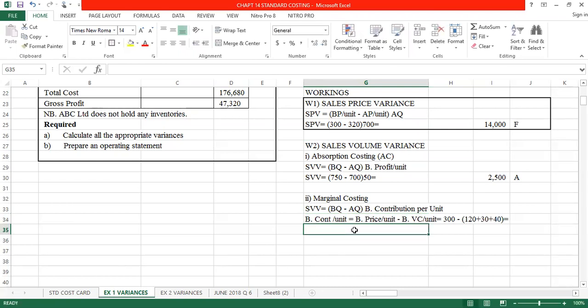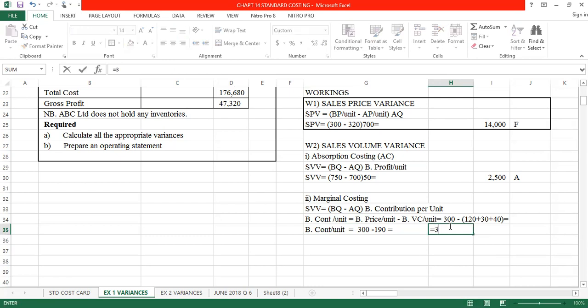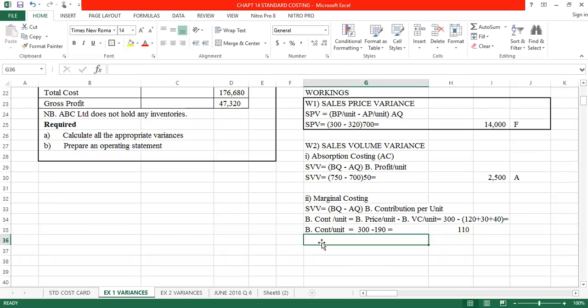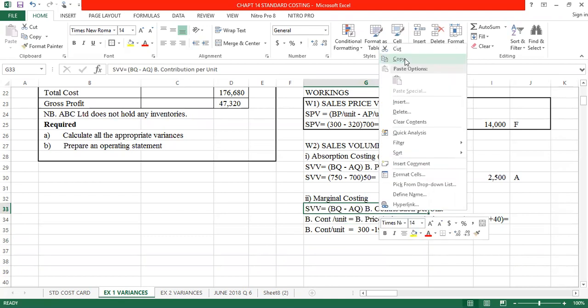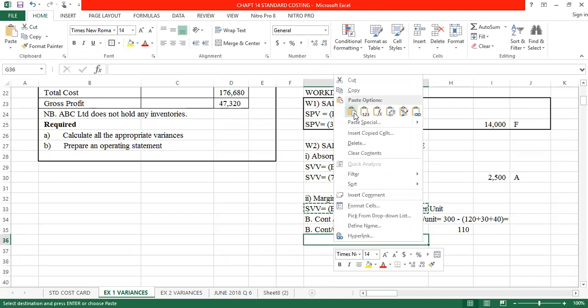So what do we get? So budgeted contribution per unit is therefore equals to 300 minus 190, which is equals to... 300 minus 190 gives you what? 110. So next we can now get the formula. Now we can apply the formula. I can now copy and bring that there.